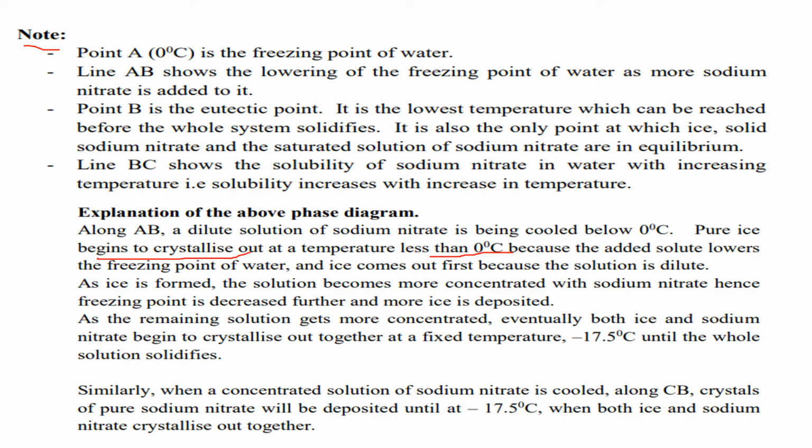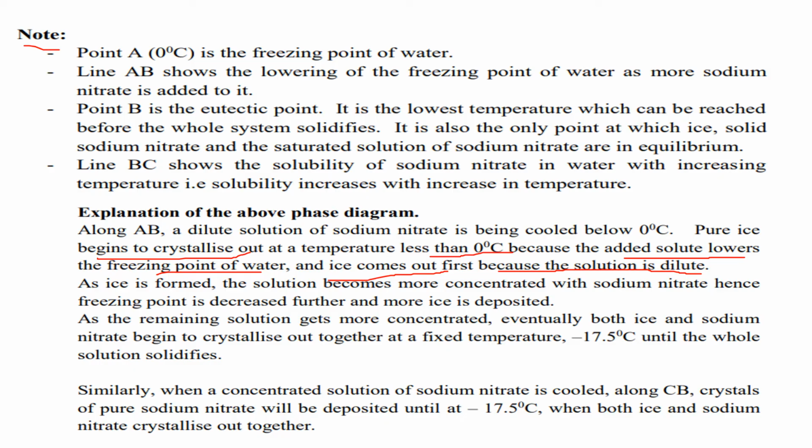And we are saying this is because the added solute lowers the freezing point of water, and ice comes out first because the solution is more dilute. Now dilute, we are saying that is because this solution is containing more of the water other than any other component. Because water is present in excess, that means that it's going to be the one to crystallize out. The other sodium nitrite is acting as a non-volatile solid, which is depressing the freezing point of water.